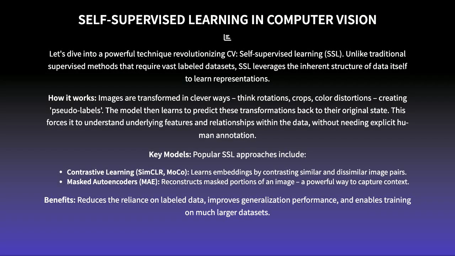Okay, let's talk about self-supervised learning in computer vision. It's a really exciting area because it tackles a huge problem we have in CV, getting massive amounts of labeled data. Instead of relying on humans to painstakingly tag every image, SSL uses the images themselves to teach the model. Basically, we create artificial pseudo-labels by transforming the images, like rotating them or cropping them out, and then train the model to figure out how to undo those transformations.